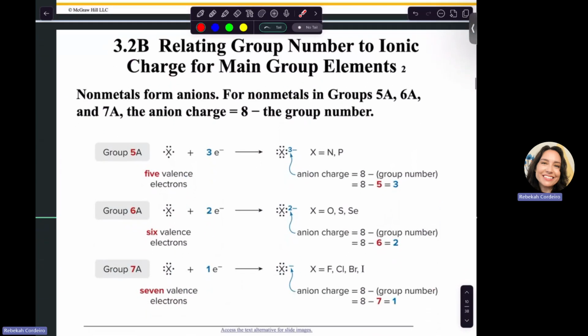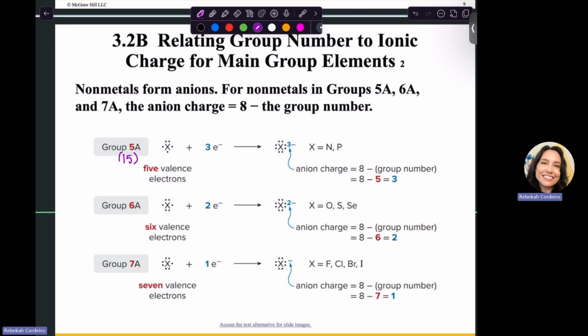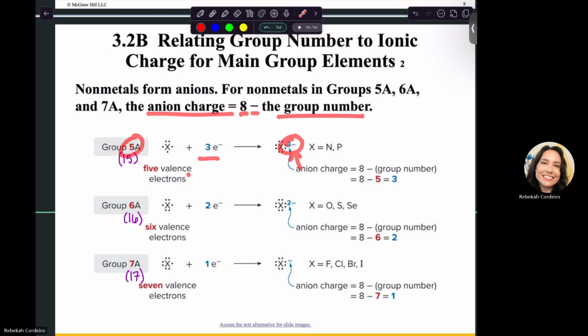Your nonmetals are typically going to be your anions. In group 5A, which we call 15, 6A, which we call 16, and 7A, which we call 17, we look at these numbers. If we have 5 valence electrons, we can lose 5 or we can gain 3. Gaining 3 is easier, so we become a -3 charge. The charge is 8 minus the group number. So 8 minus 5 is 3, 8 minus 6 is 2, and 8 minus 7 is 1.